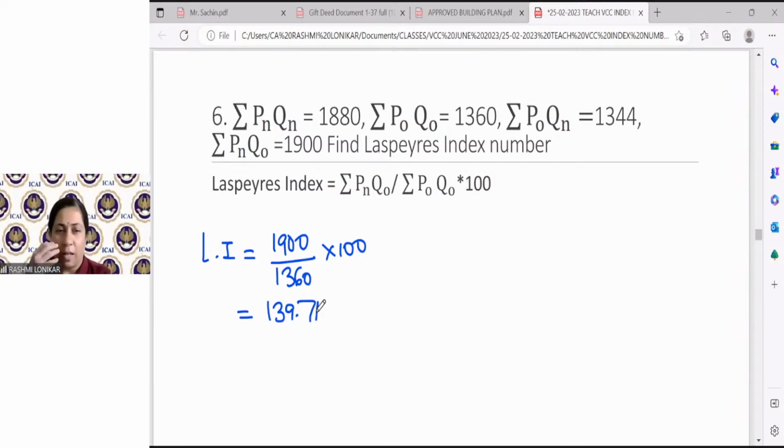Okay. These marks are very scoring. So you can even have 139.7 because you can directly do it on the calculator. You don't even need anything else.